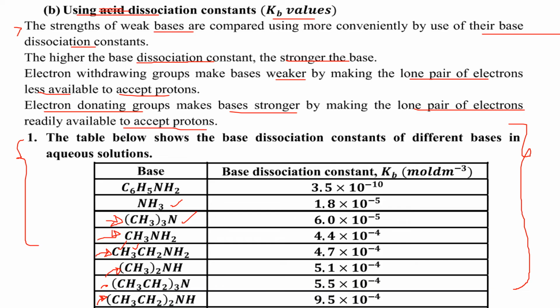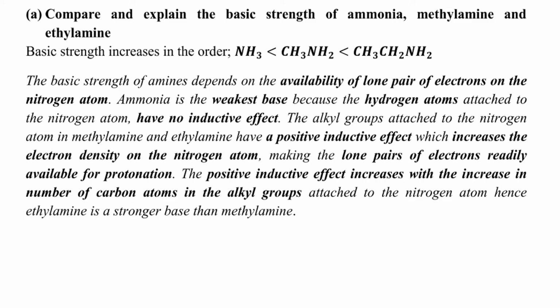Now let's look at a brief explanation of the items. Comparing and explaining the basic strength of ammonia, methylamine, and ethylamine. Like I told you, here the alkyl group is methyl and it has only one carbon atom. And here, the alkyl group is ethyl and it has two carbon atoms. And we say that alkyl groups exert a positive inductive effect. The strength of the base depends on the availability of lone pairs of electrons on the nitrogen atom to accept protons from an acid or from a solution.